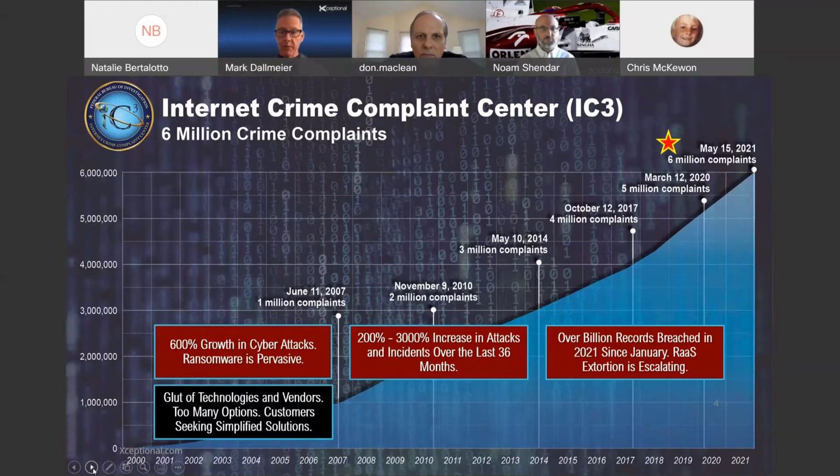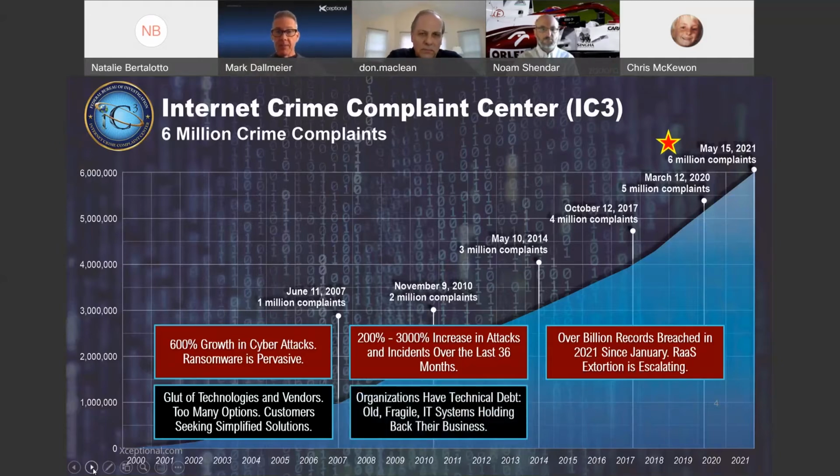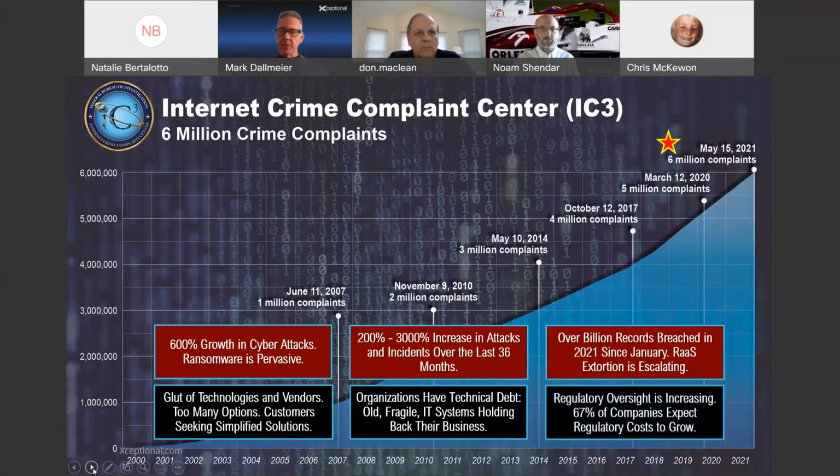At the same time, globally, across all industry sectors, we see a significant glut of technology vendors and solution providers entering the market. When you walk the big shows like RSA, DEF CON, Black Hat, etc., you're seeing a significant number of new technology and new service vendors entering the cybersecurity market. There are now thousands of vendors, and organizations and customers are becoming confused in terms of what solutions they should be deploying in order to defend and protect themselves and to address the data privacy regulations that regulators are trying to enforce. So they're seeking simplified solutions. At the same time, these organizations have a large amount of technical debt. A lot of organizations are dealing with old or fragile IT systems that are holding their business back. And lastly, regulatory oversight and laws are increasing.